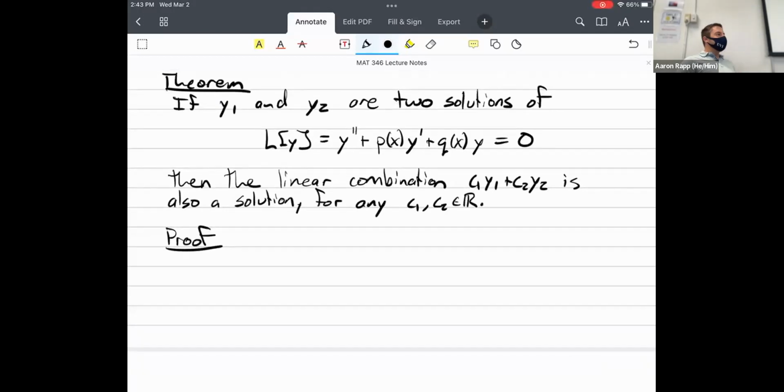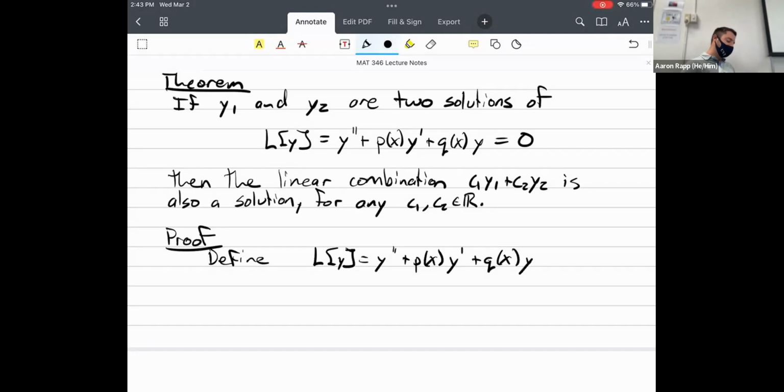So whenever we do proofs, we make assumptions. And it's the assumptions that were given in the statement of the theorem. So I know I have a differential equation. L of y, which is equal to y double prime plus some function p times the first derivative plus a function q times y.